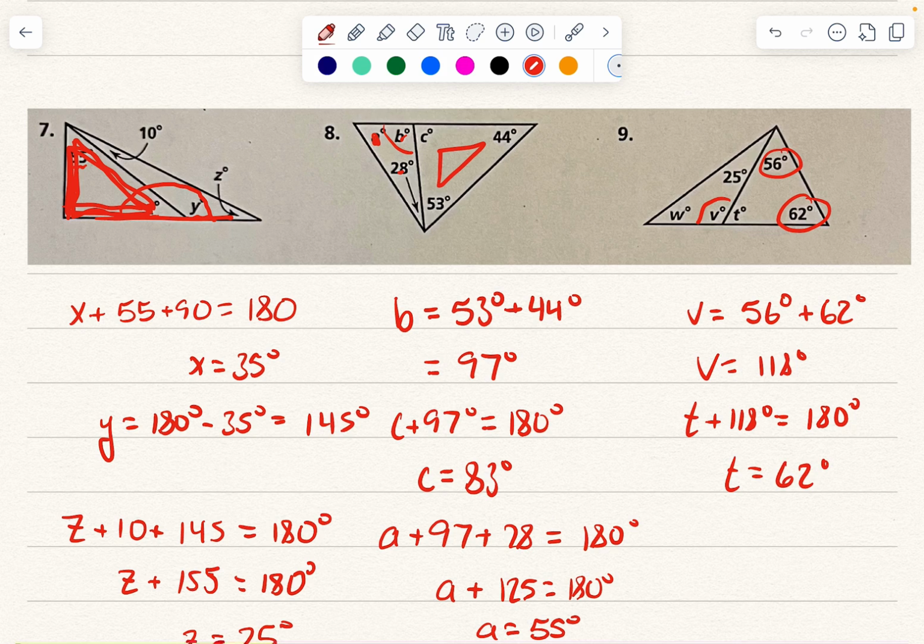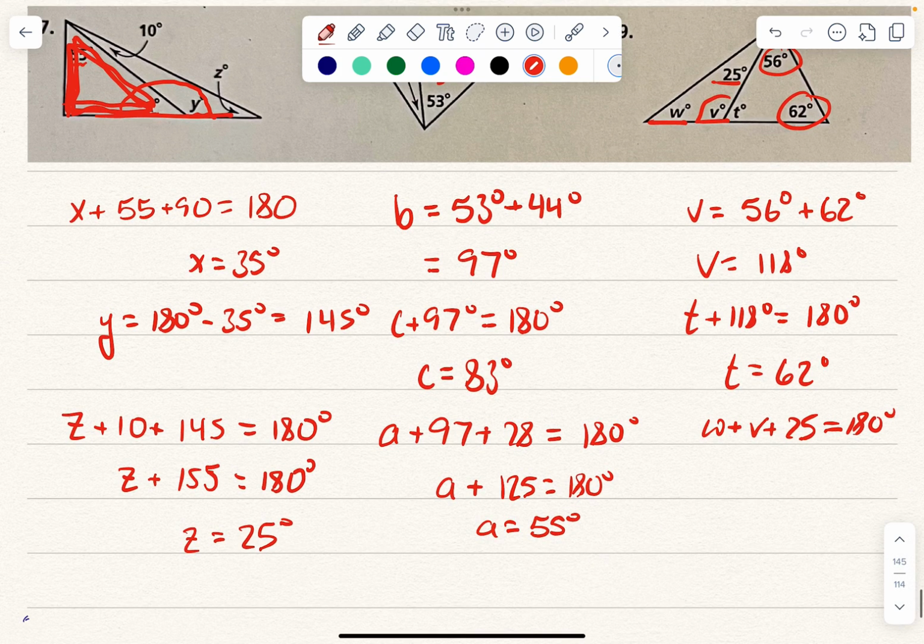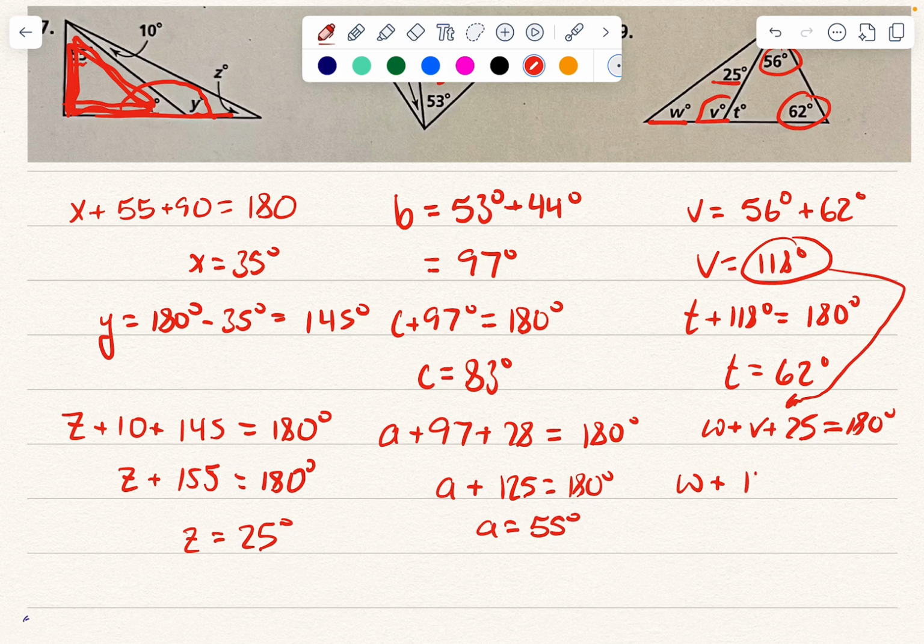And then I know that W plus V plus 25 all must add up to be 180. W plus V plus 25 are all inside a triangle. They must add up to be 180. So I know that V is 118. So that means W plus 118 and 25 is 143. Must add up to be 180. Subtract the 143 and W's got to be 37. So there's my answers for those three.